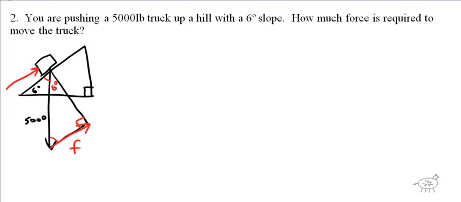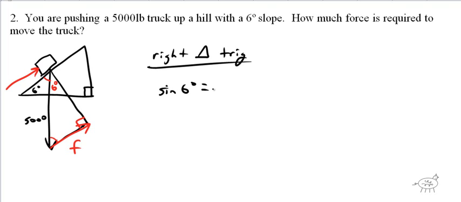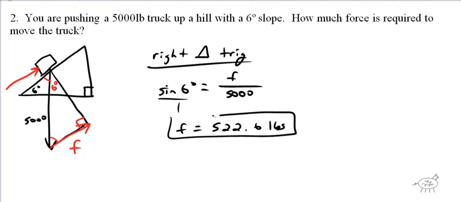And remember, we're using right triangle trig because we could use law of sines, but why make it difficult? We have a right triangle here. So we write the right triangle trig: sine of 6 degrees equals opposite over hypotenuse. So F over 5,000, cross multiply and solve for F, and F comes out to be 522.6 pounds, which actually makes a lot of sense because it's obviously a lot less than 5,000, since you're going up a 6-degree slope.